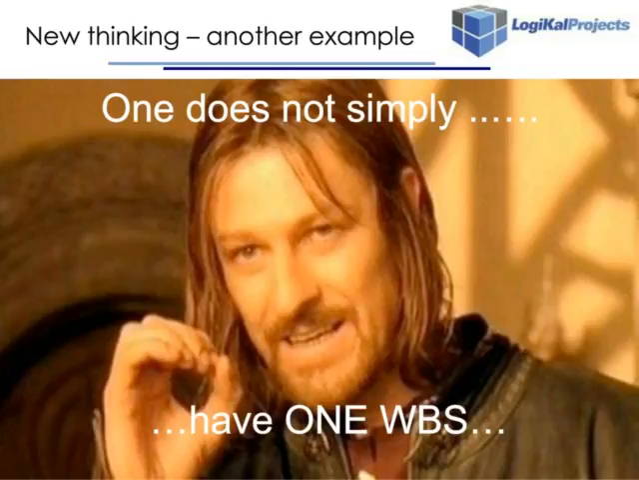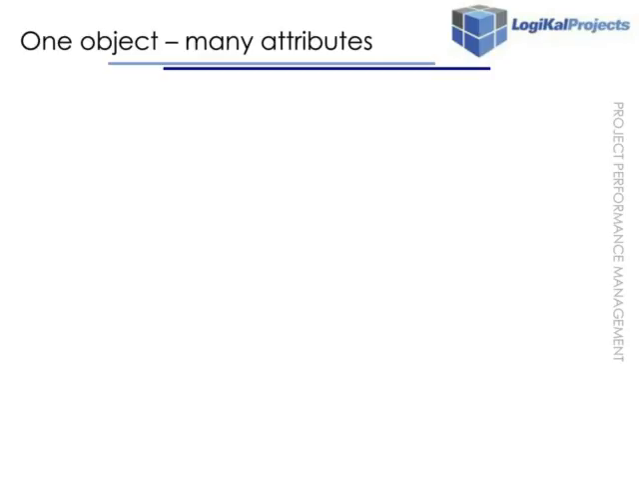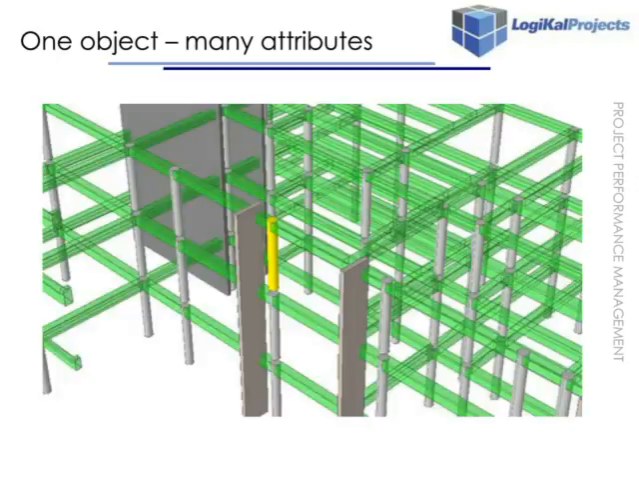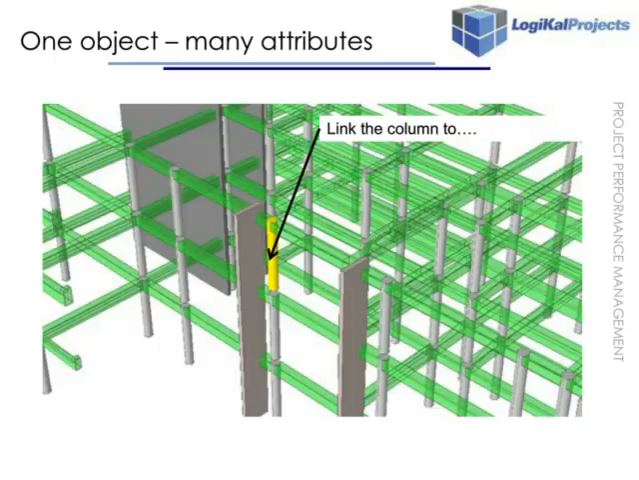Let's suppose we have a model object. For example, in this visual here, a single circular section column highlighted in yellow in that reinforced concrete frame grid. And typically the sort of thing that we need to do to manage that object in a project controls environment is we need to link that column to several pieces of data.